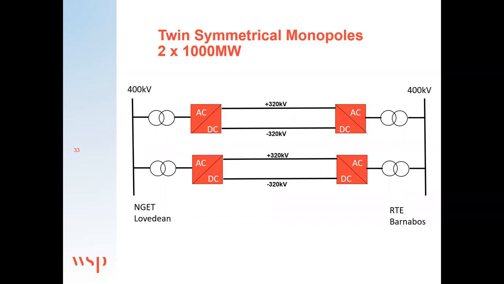320 kV is now a de facto standard voltage. There are many schemes operating at this voltage. And 1,000 megawatts is now being done every day, as we've seen from some of the schemes in construction and in development.